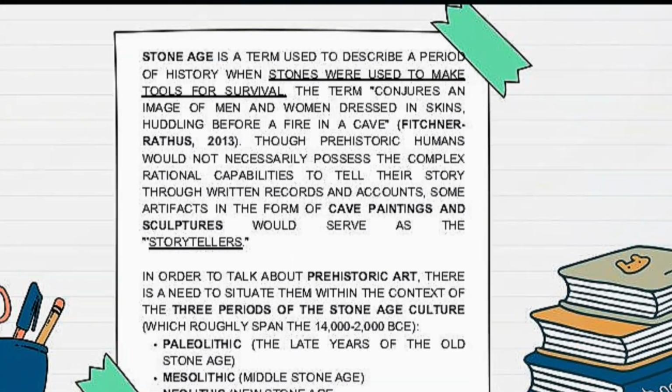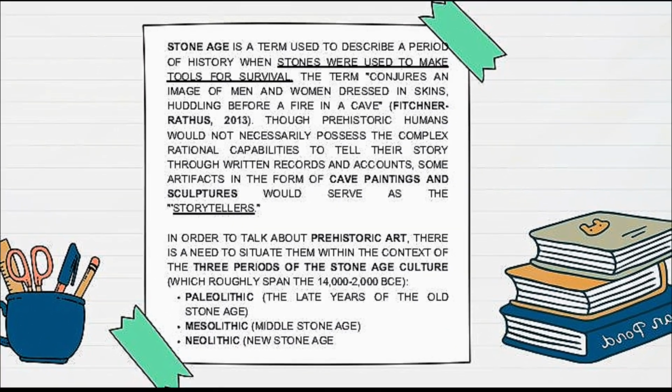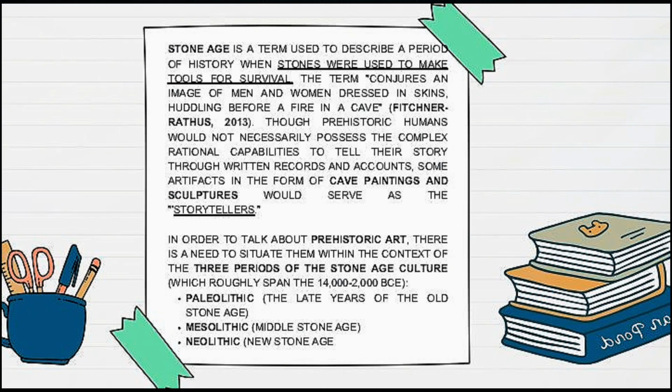Stone Age is a term used to describe a period of history when stones were used to make tools for survival. The term conjures an image of men and women dressed in skins huddling before a fire in a cave. True prehistoric humans would not necessarily possess the complex rational capabilities to tell their story through written records and accounts. Some artifacts in the form of cave paintings and sculptures would serve as the storytellers.